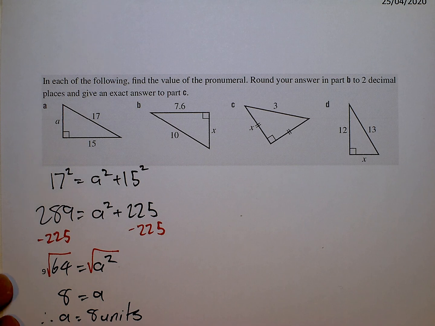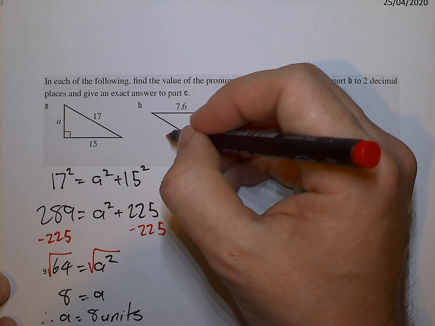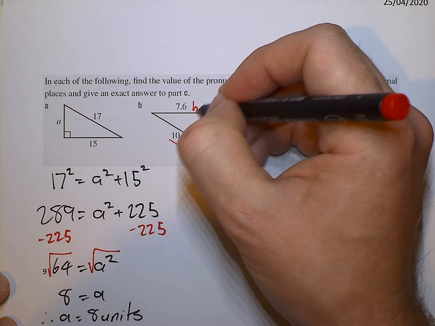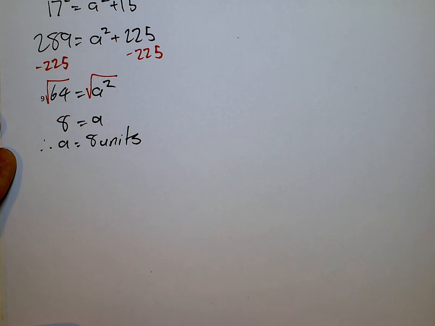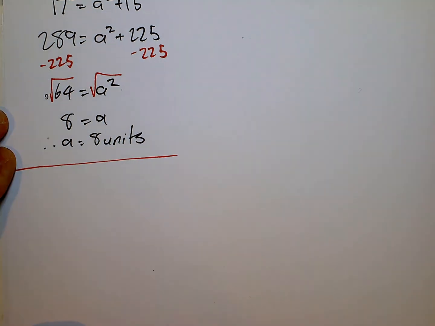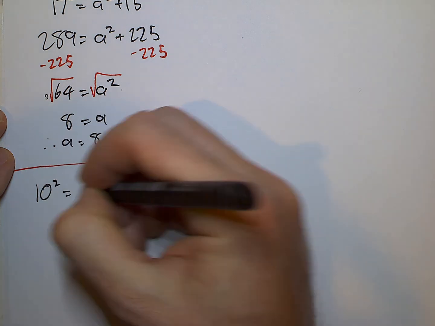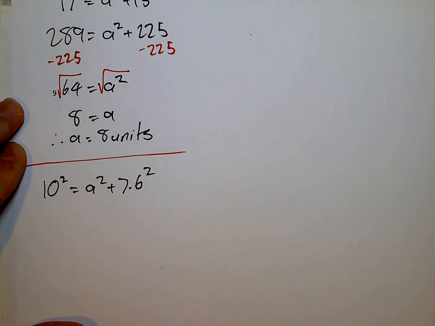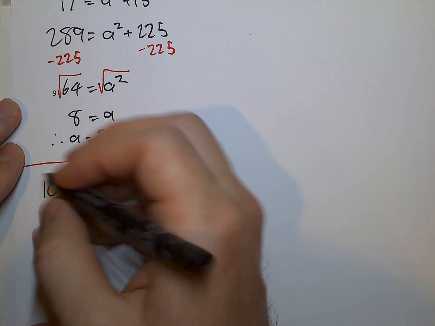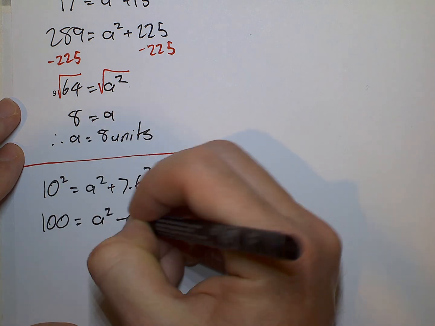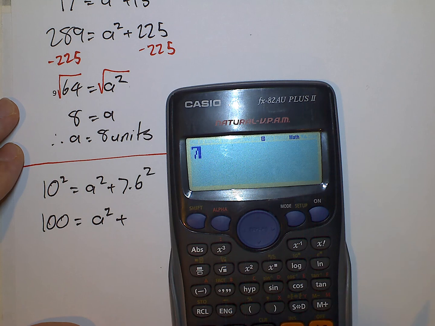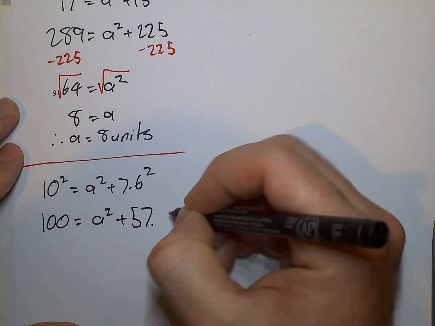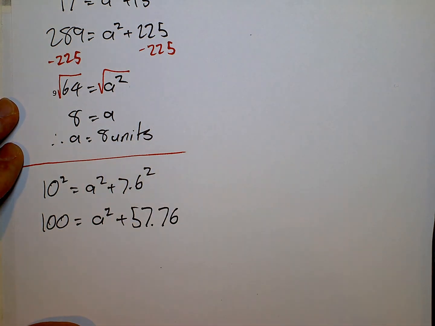Let's quickly do B, C, and D. So B, we've got X equals 10, and we don't know our A, and our B is 7.6. Okay, so if I write that in, let's draw a little line so we separate it. 10 squared equals A squared plus 7.6 squared. So let's run it through. 10 times 10 is 100. A squared plus 7.6 squared, 7.6 squared is 57.76. Let's minus that from both sides.